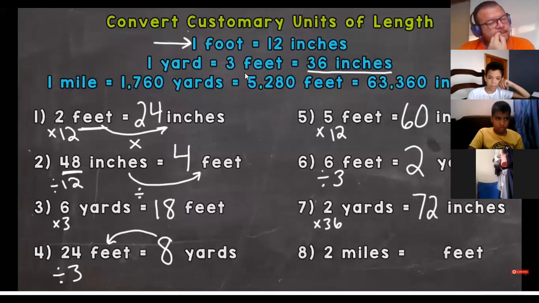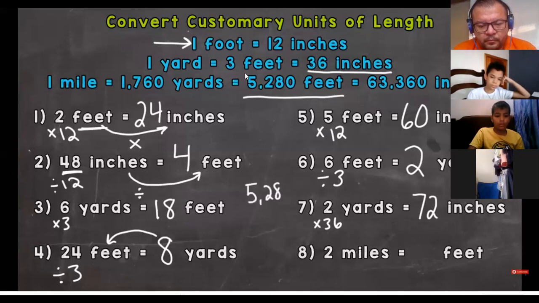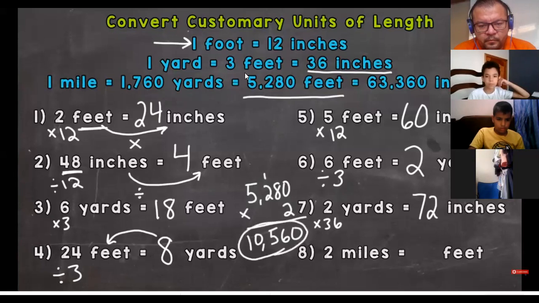And lastly, miles to feet. So 1 mile equals 5,280 feet. So we have 2 groups of that, 2 groups of 5,280. So we need to do 5,280 times 2. Or you can do 5,280 plus 5,280. So we would get 10,560 feet. I don't think I can fit it in that space there, so I will draw an arrow.